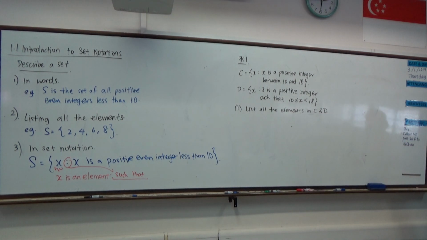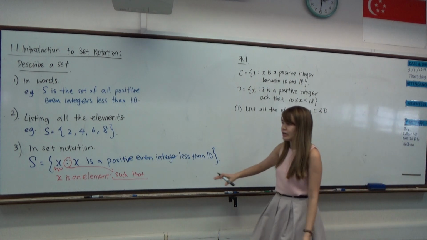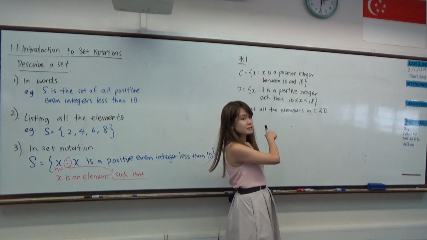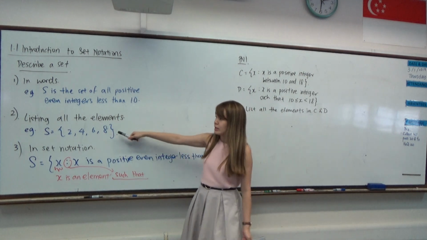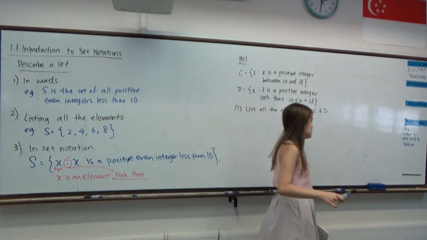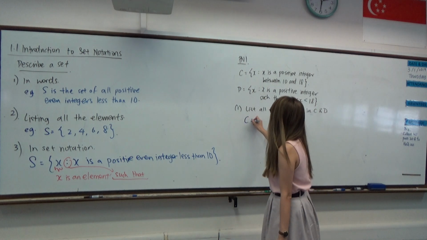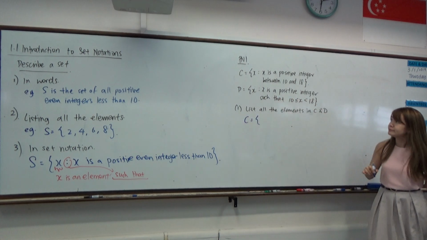For part 1, they ask you to list all the elements in C and D in set notation. This can be considered set notation as well. But they ask you to list all the elements, that's the instruction. So what they want is actually this part here. How would we list out all the elements? What are the elements in C?